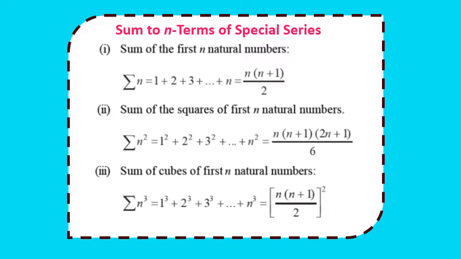And the third one is the sum of cubes of the first n natural numbers, which is sigma n cube, equal to 1 cube plus 2 cube plus 3 cube up to n cube, and this is given by n into n plus 1 upon 2, whole square.